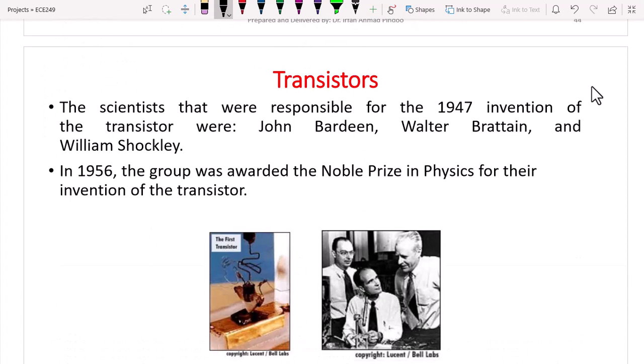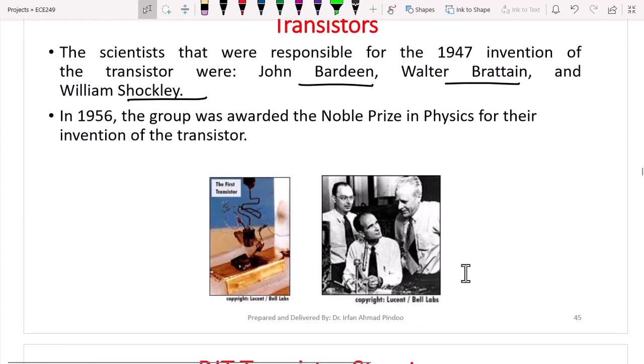Now the next important topic is the transistors. Transistors were invented in 1947 by three great scientists, Bardeen, Brattain and Shockley, and for that they were also awarded the Nobel Prize in 1950. So it is one of the remarkable inventions in the field of electronics.